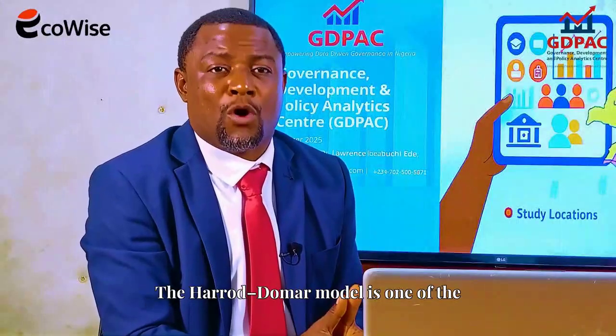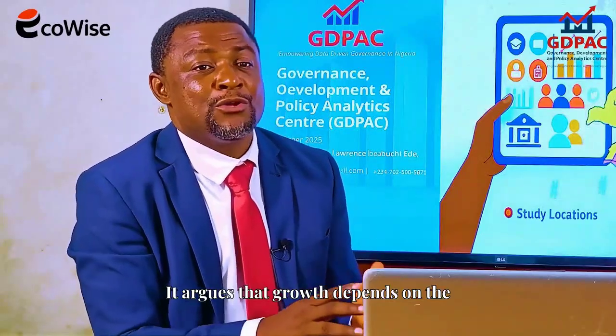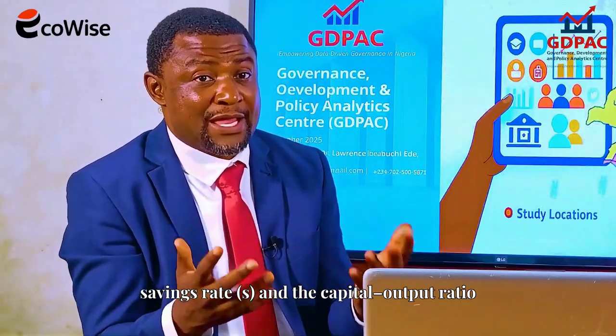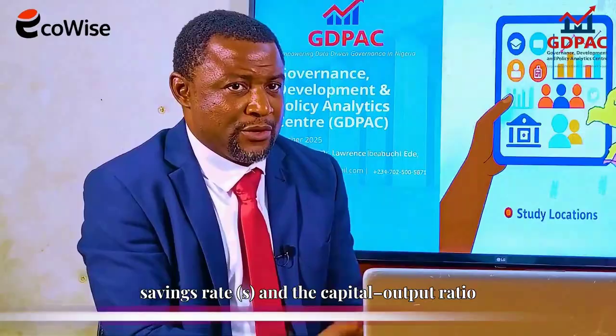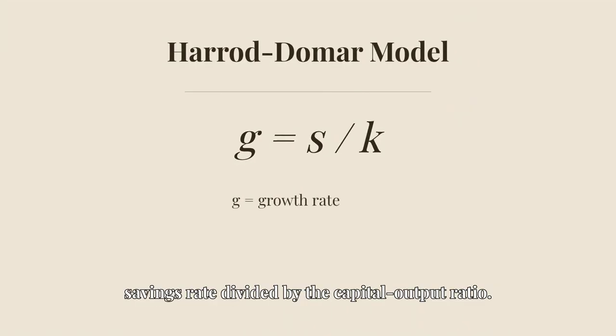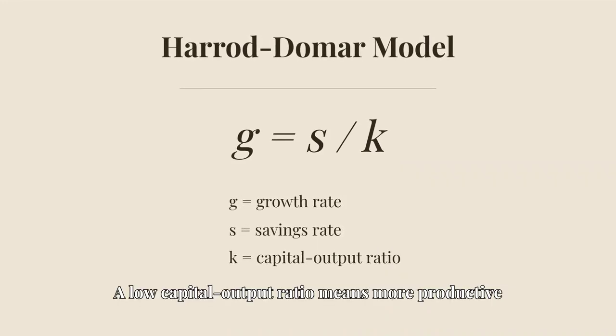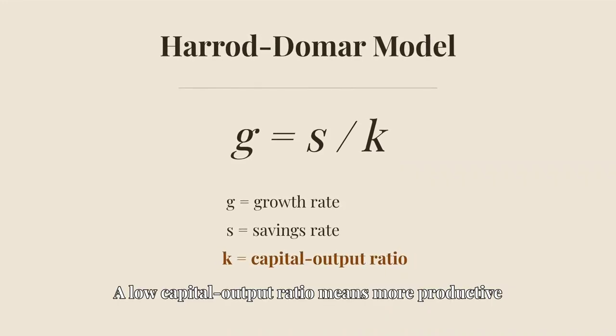The Harrod Domar model is one of the earliest frameworks used in development planning. It argues that growth depends on the savings rate S and the capital output ratio K. The formula is simple. Growth rate equals savings rate divided by the capital output ratio. A low capital output ratio means more productive use of capital.